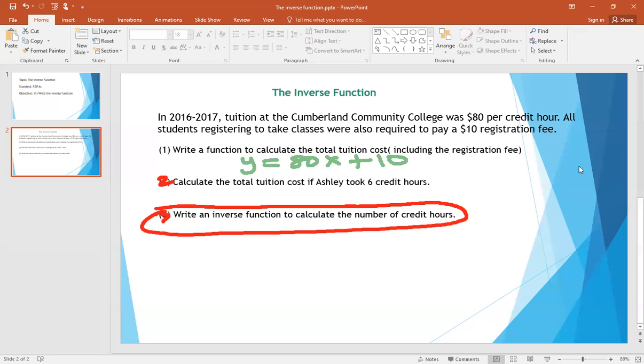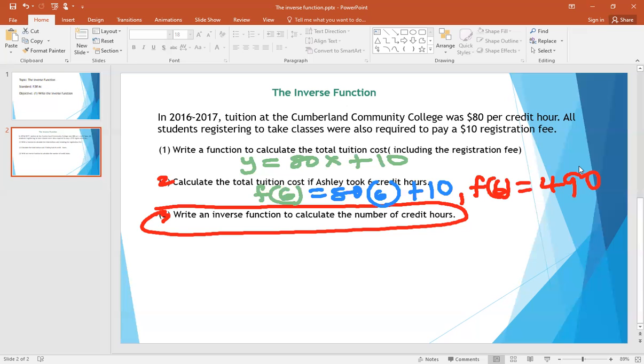Okay, cool. And number 2, calculate the total tuition cost if Ashley took 6 credit hours. Okay, so it's a function. So I'm going to use notation. I'm going to say f(6). So that means what is y when x is 6? So here it is going to be 80(6) plus 10. All right, cool. So 80 times 6, that will give me 480, plus 10 gives me 490. So f(6) is equal to 490.